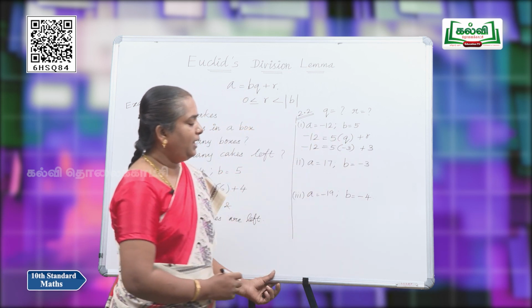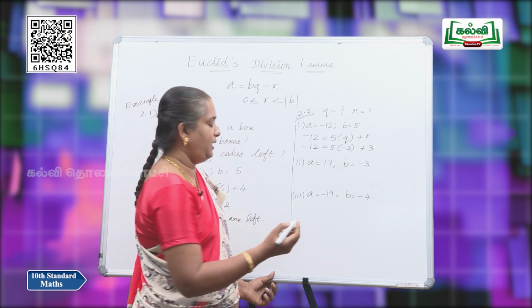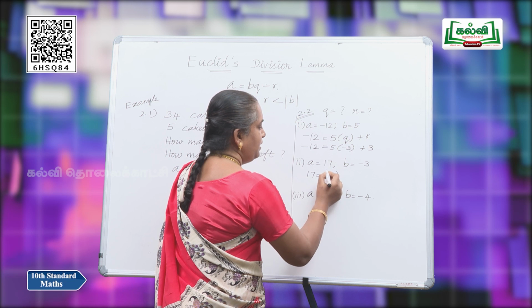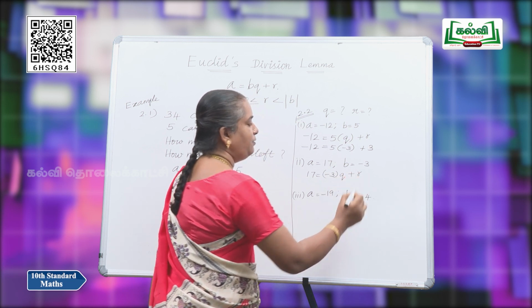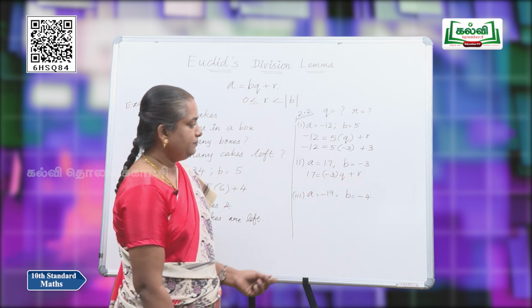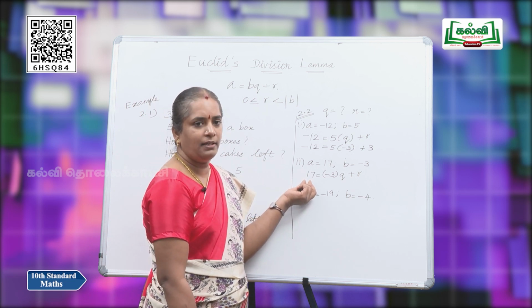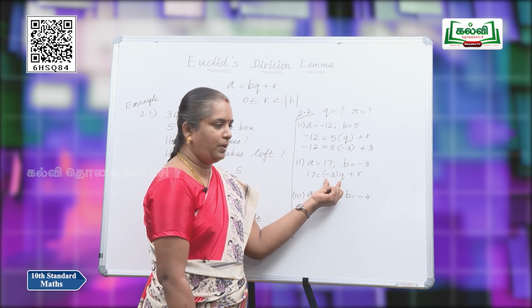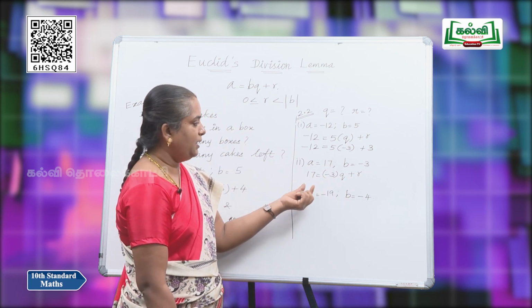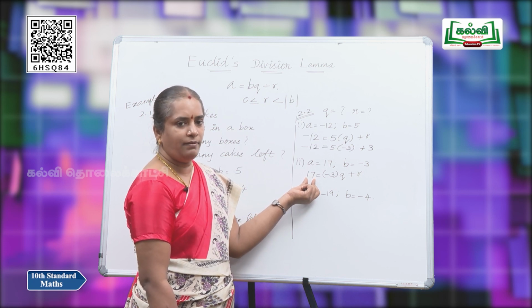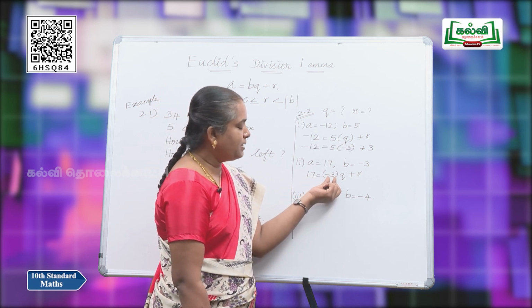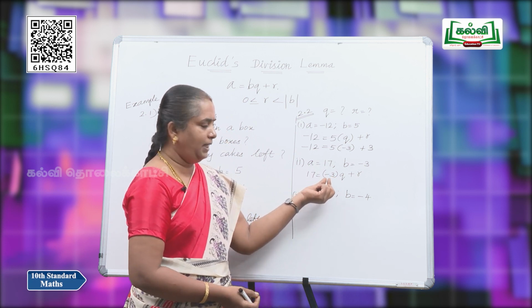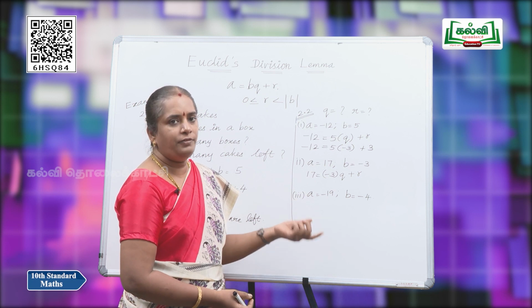In the next sum, a is equal to 17 and b is minus 3. So, 17 is equal to minus 3 into q plus r. We have to find the values of q and r. We should get 17 here, a positive number. So, q should be negative to make it positive. So, what is the number which is less than 17 and divisible by 3? The greatest number which is divisible by 3 and less than 17 is 15.